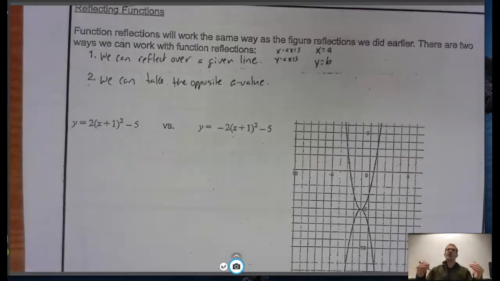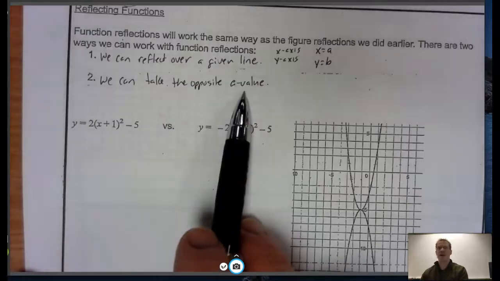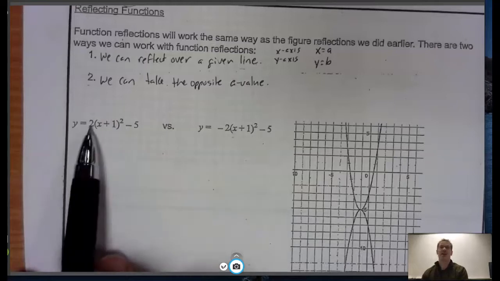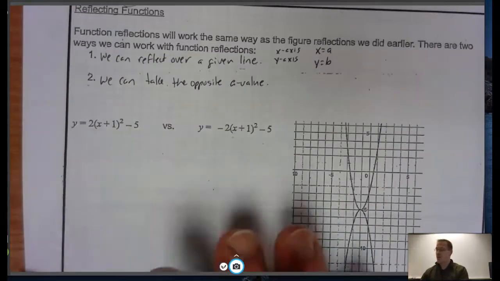The first way is just like what we've been talking about. The second way is just to take the opposite a value. And notice if it had opened down to begin with, we could have made a positive and gone in the other direction, and that would have reflected it to open it up. All right, well, let's look at a couple of examples together.